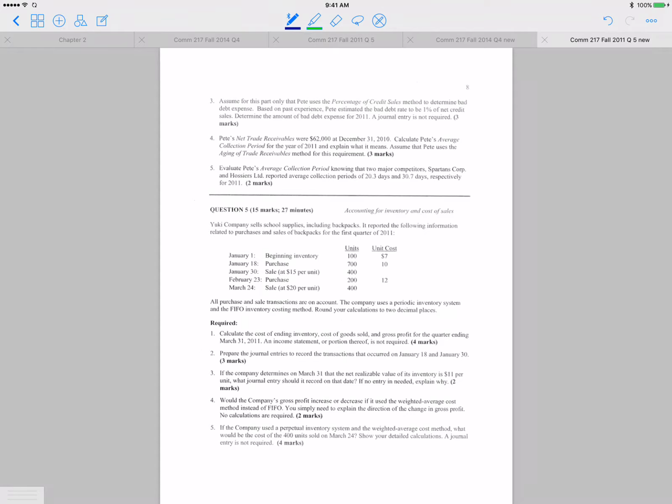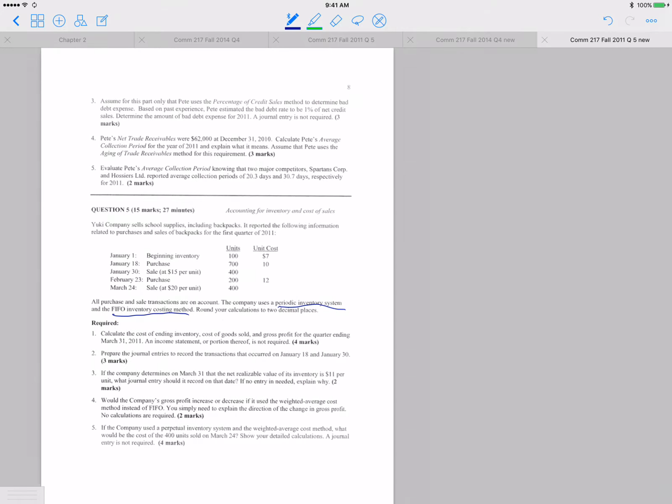Hi guys, we'll continue with question 5 of the COMM 217 Fall 2011 midterm. There's a company that sells school supplies and backpacks, and they give us information pertaining to their inventory, and they tell us that the company uses a periodic inventory system. This is very important, and the FIFO inventory costing method. And the first required is calculate the cost of the ending inventory, cost of goods sold, and gross profit for the quarter ending March 31st, 2011.